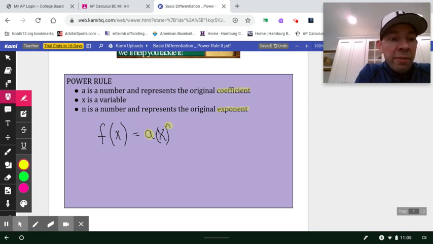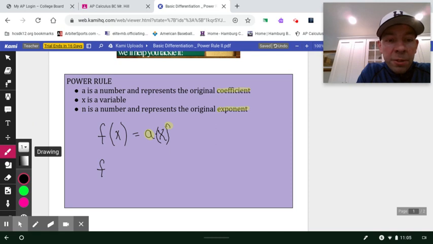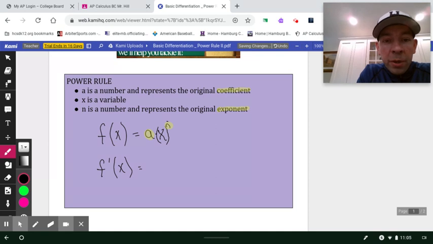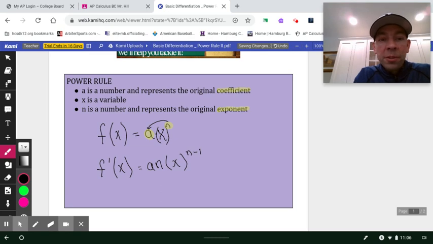As you get ready to derive, our notation is going to be a little prime sign there to indicate that we've taken the derivative. First, we're going to multiply this n by that a. So the new coefficient is a n. Keep the x, and then we're going to subtract 1 from the exponent. And that's all we're going to do. We're going to go practice some crazy bears now.